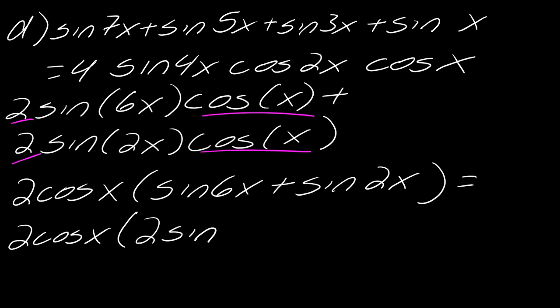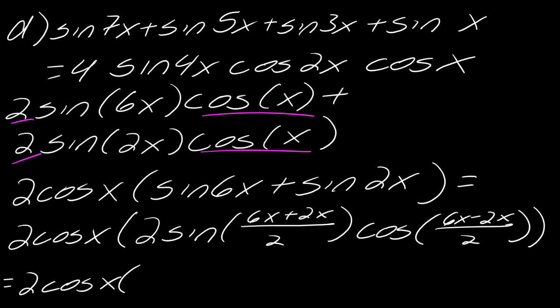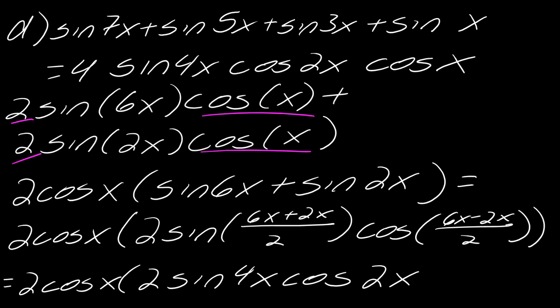So this becomes 2 sine of (6x plus 2x) over 2 times cosine of (6x minus 2x) over 2. So that'll simplify to 2 cosine x times 2 sine 4x cosine 2x. Oh, look, we did it. All right, great. We already proved the identity. That was not too bad.